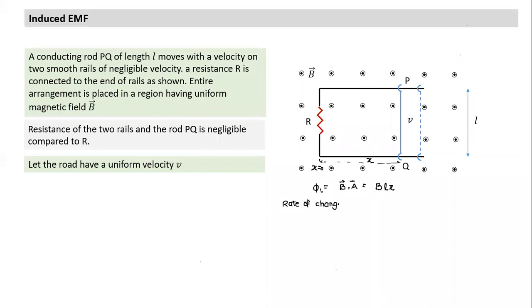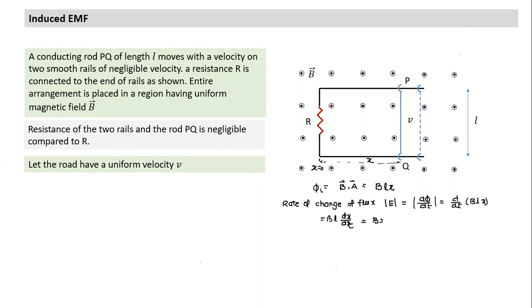We can do this in a couple of ways. Flux, we'll write this as minus EMF. I'm just calculating EMF, so I'm not worried about the sign. I'll find the sign using Lenz's law. So I'm just calculating d phi by dt. This will be d by dt of BLx. What will that be equal to? BL into dx by dt, which is nothing but the velocity of the rod, the rate at which the x coordinate of the rod is changing.